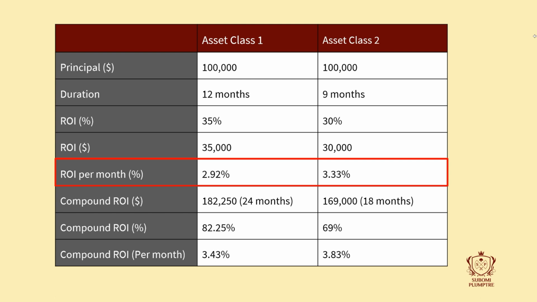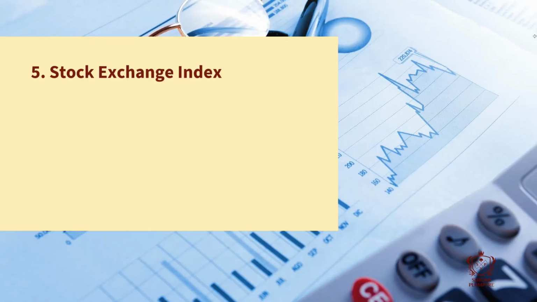So if you look at the very bottom of the chart, if I were to compound the first investment over a multiple period, say over 24 months, and then I were to compound the other investment over 18 months, again, the 18-month investment beats the 24-month investment on a monthly basis. So that's why you need to just quickly do that calculation before you make a decision. Don't just look at the total.